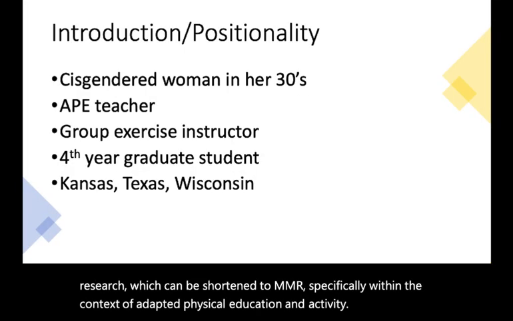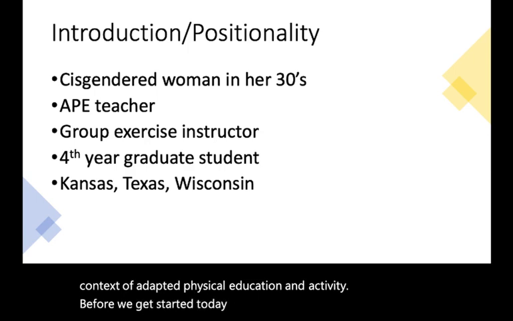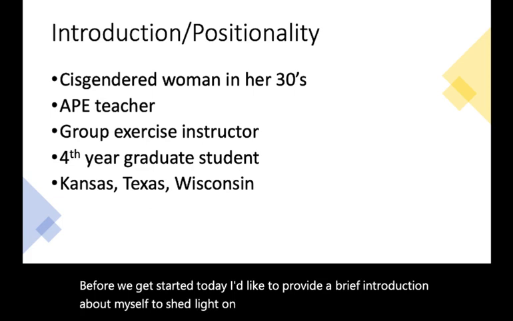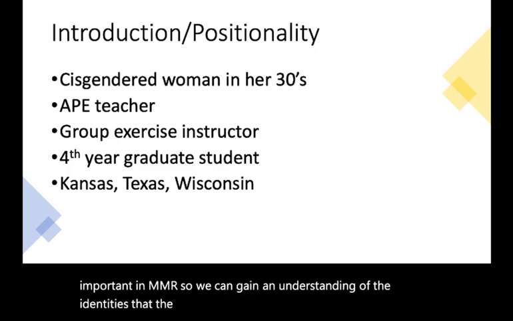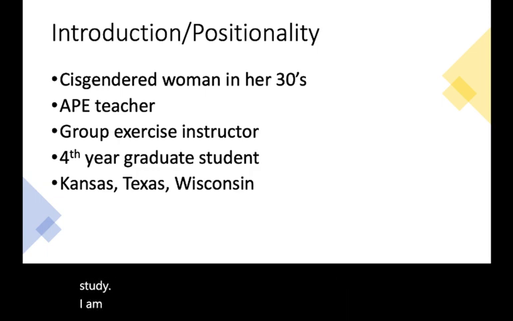Before we get started today, I'd like to provide a brief introduction about myself to shed light on my positionality. Positionality is important in MMR so we can gain an understanding of the identities that the researcher possesses that might influence a study. I am a cisgendered woman in my 30s who's lived in Kansas, Texas, and Wisconsin.